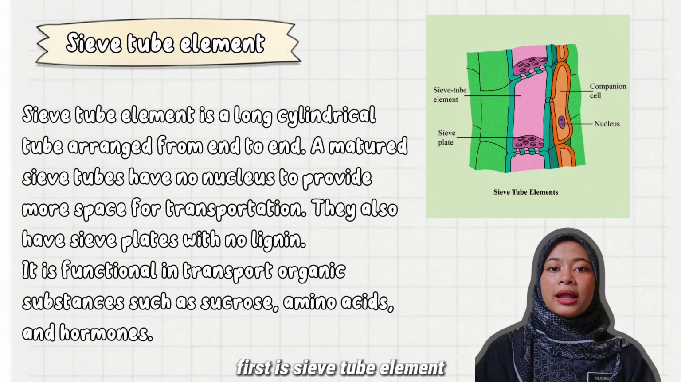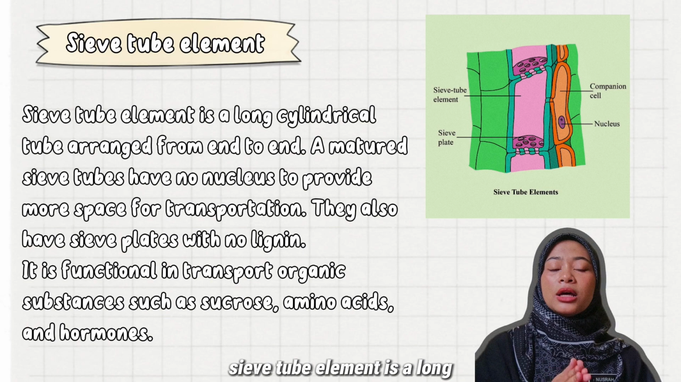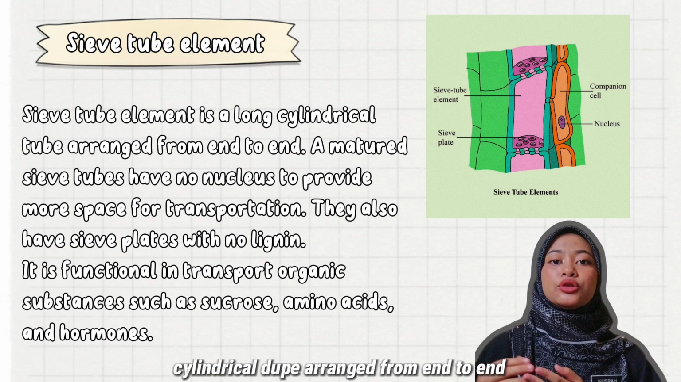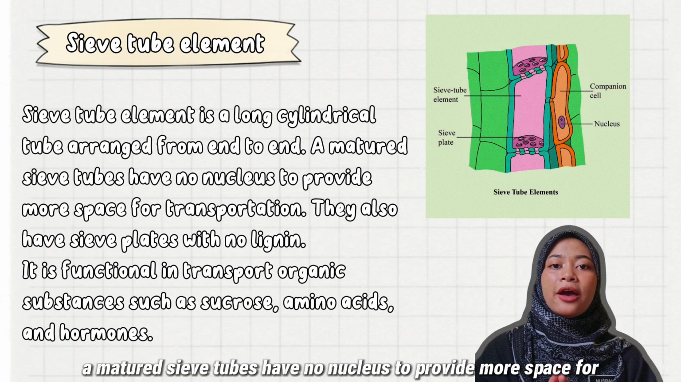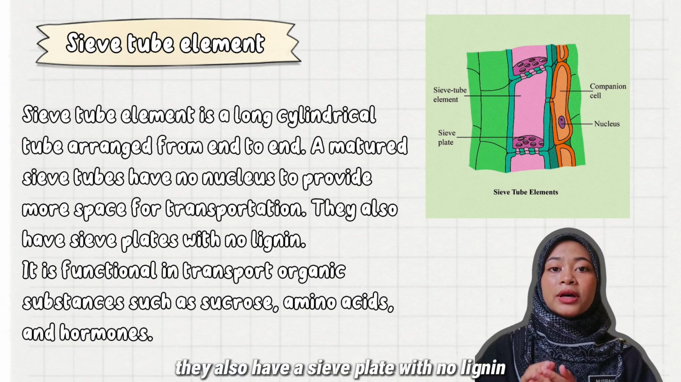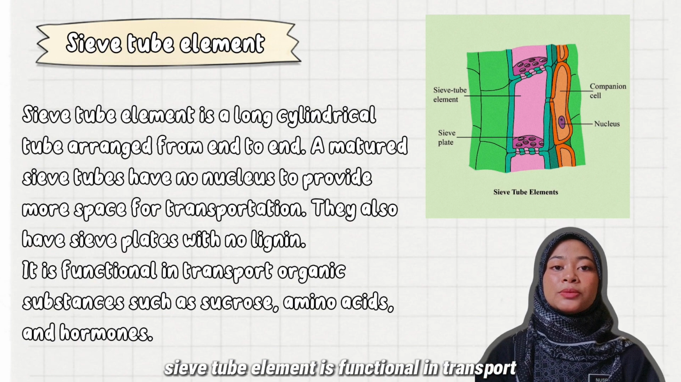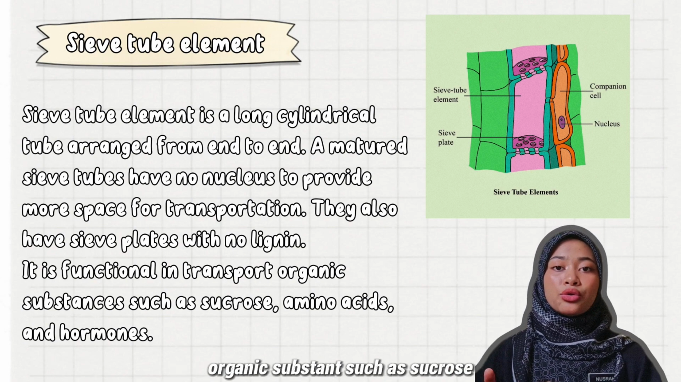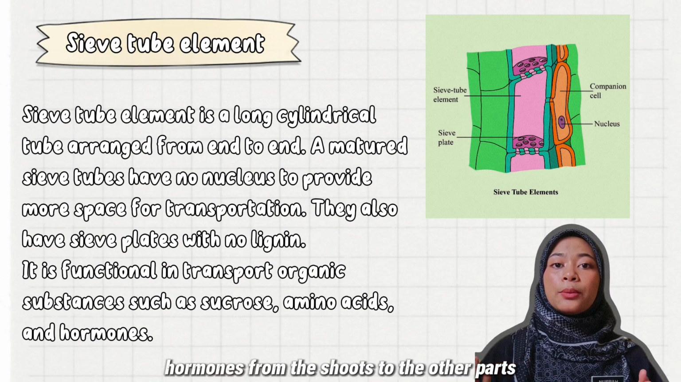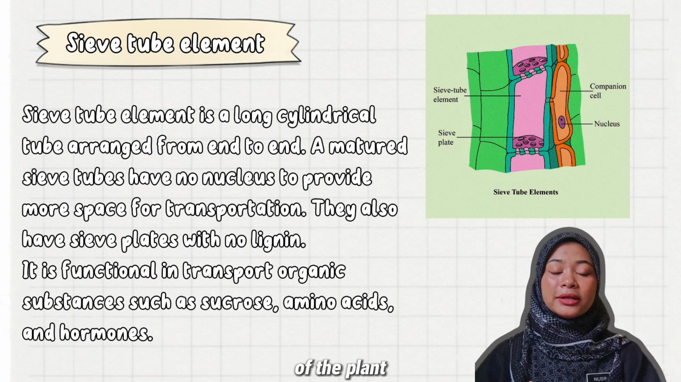First is sieve tube element. Sieve tube element is a long cylindrical tube arranged from end to end. A mature sieve tube has no nucleus to provide more space for transportation. They also have a sieve plate with no lignin. Sieve tube element is functional in transporting organic substances such as sucrose, amino acids, and hormones from the shoots to the other parts of the plant.